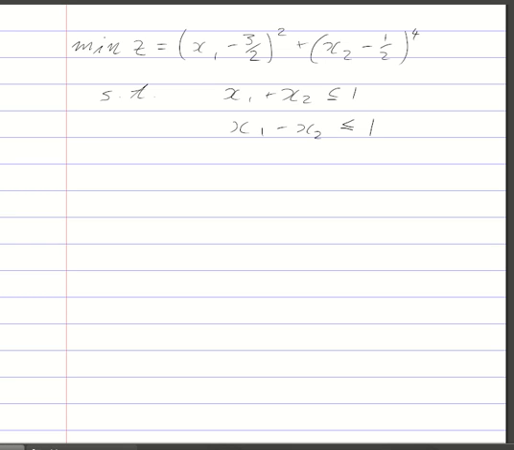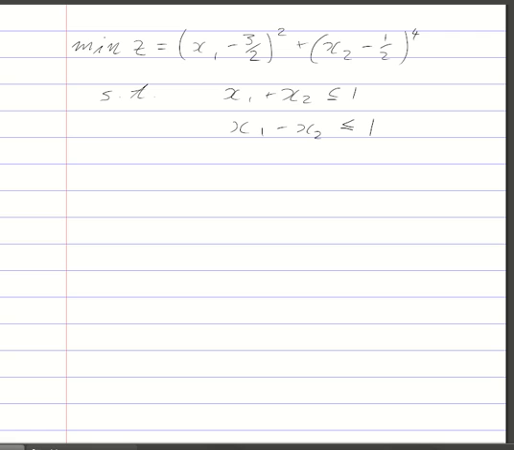Today I'm just going to discuss one of the questions in the third assignment, namely question 4, which is an optimization problem using KKT conditions. Now we have the problem right here. We have minimize a function z is equal to (x1 minus 3/2) squared plus (x2 minus 1/2) to the fourth, under the conditions that x1 plus x2 is less than or equal to 1 and x1 minus x2 is less than or equal to 1.